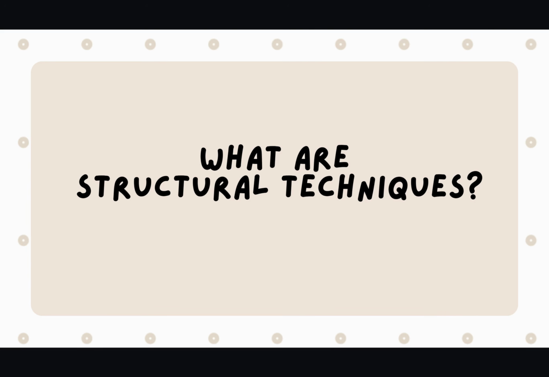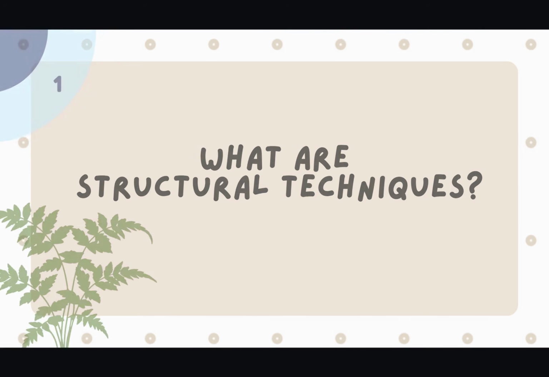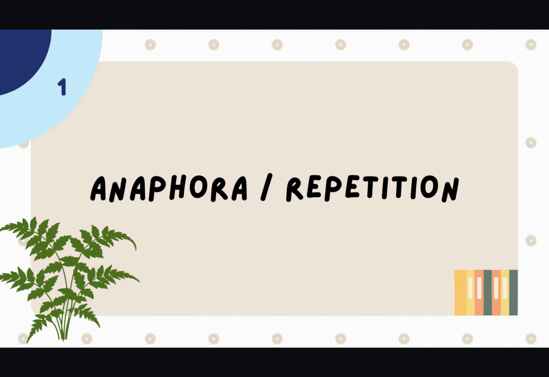Let's start off with anaphora and repetition. Anaphora is repeating phrases or words at the start of a clause or sentence. Repetition can occur anywhere within the sentence. So repetition can be anywhere, but anaphora has to be at the start of your clause or at your sentence. Both of these are structural devices, so anaphora is a form of repetition.